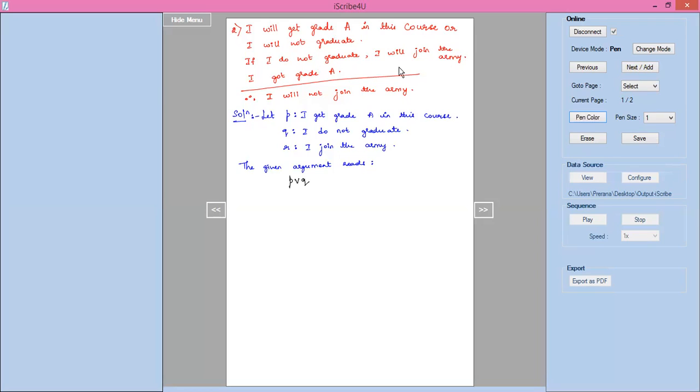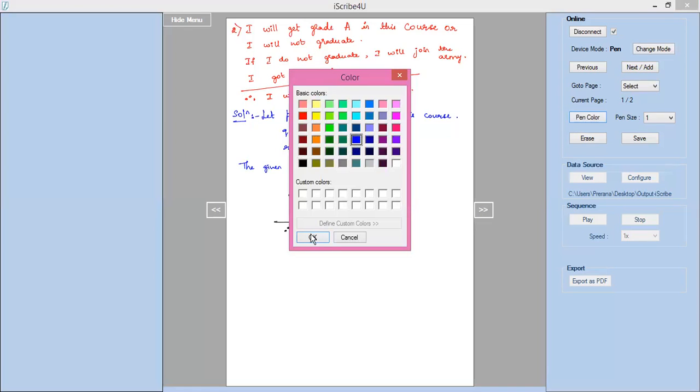It is of the form if-then, so the implication symbol should come. If I do not graduate, Q conditional R. Joining the army is nothing but R. So the second one we read as Q conditional R. Third one: I got grade A. Getting grade A is nothing but P. Therefore, the conclusion is I will not join the army. Joining the army is R, so I will not join the army means negation R we have to write down.